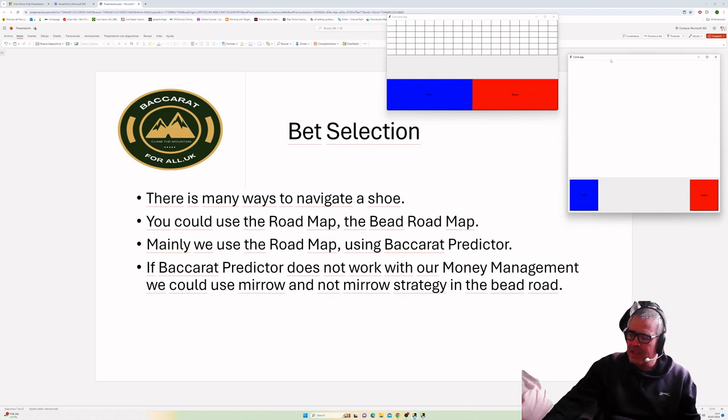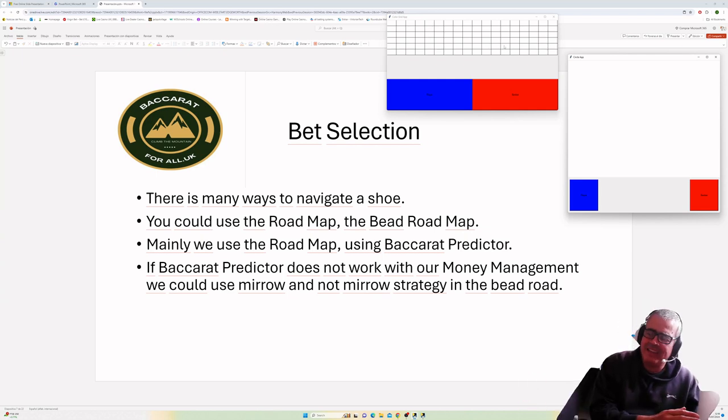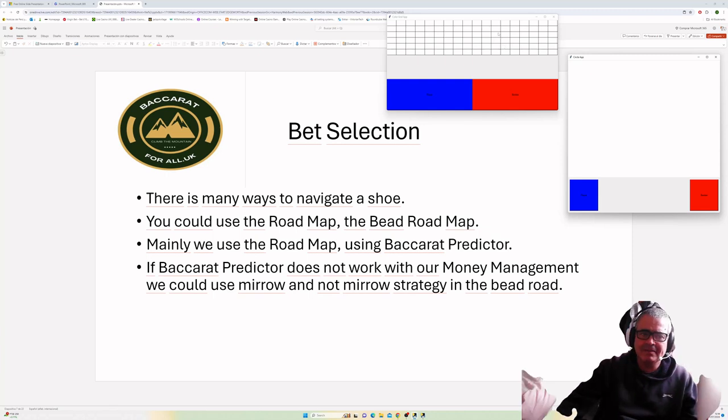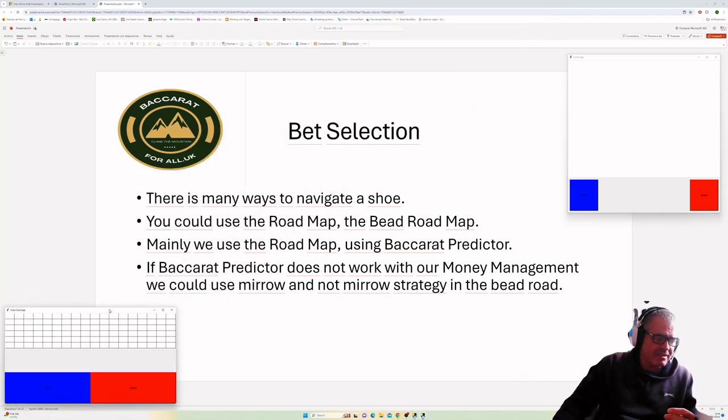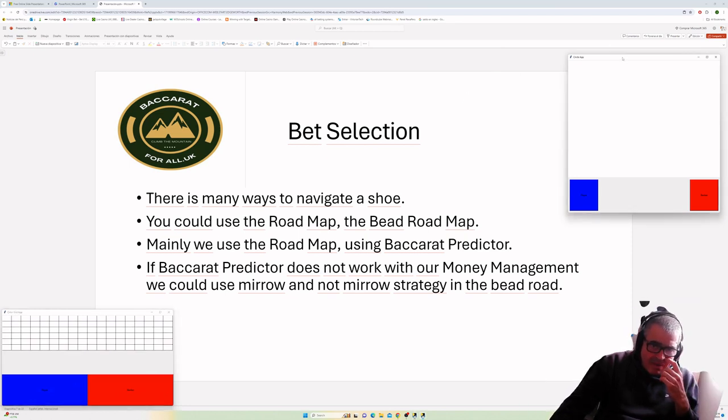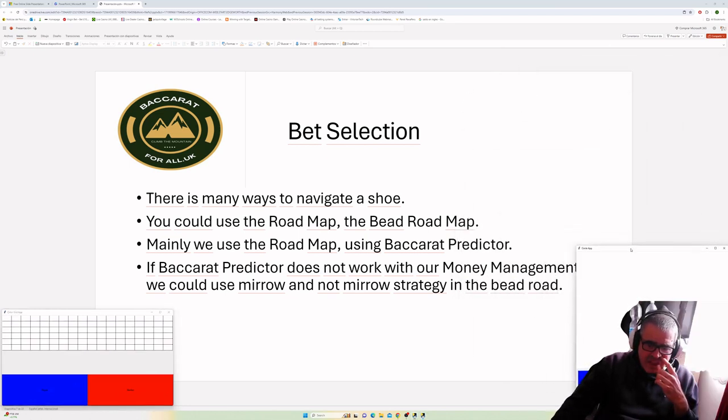The most popular one is the roadmap, and the other is the bet map. Which is the bet map? When you play in Evolution or Pragmatic, you will see on the left side a little grid of 6 by 15 squares, like this one. And you have the roadmap on the other side. You have these two.